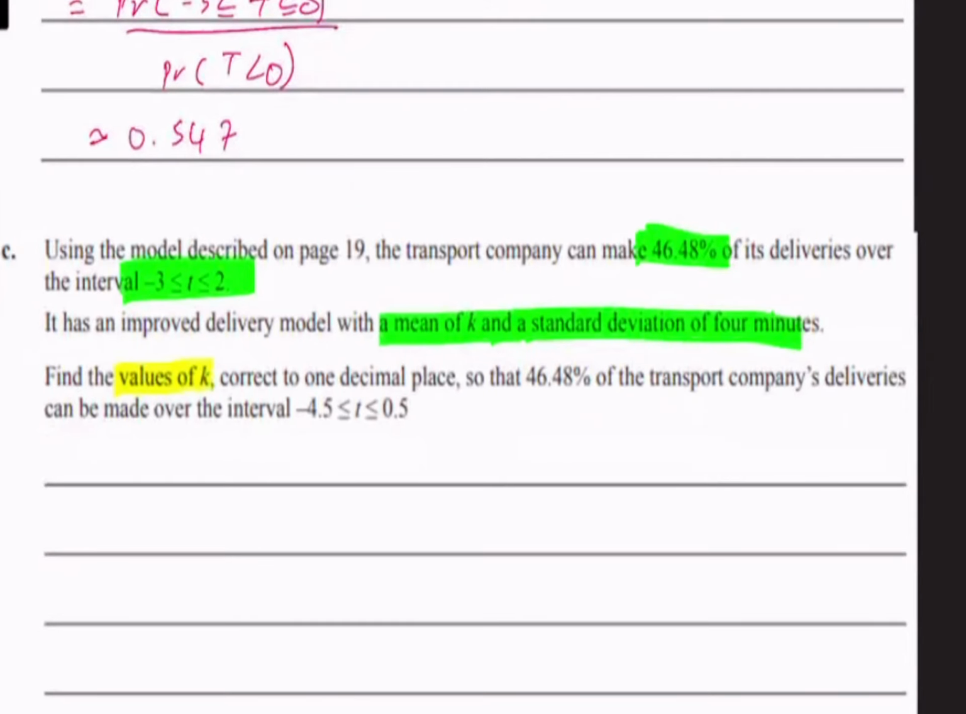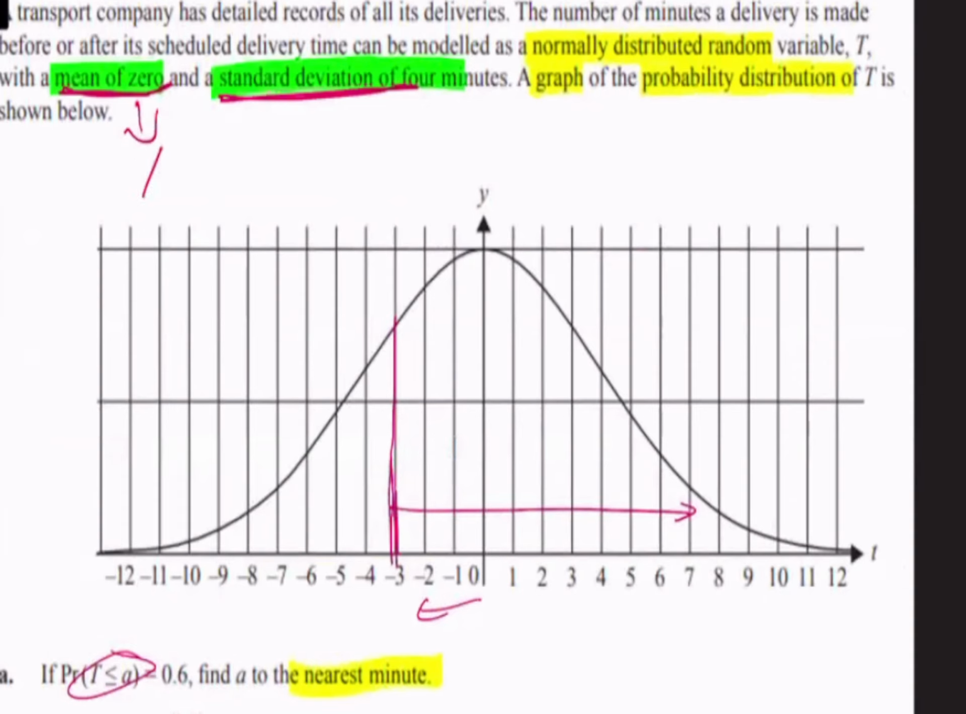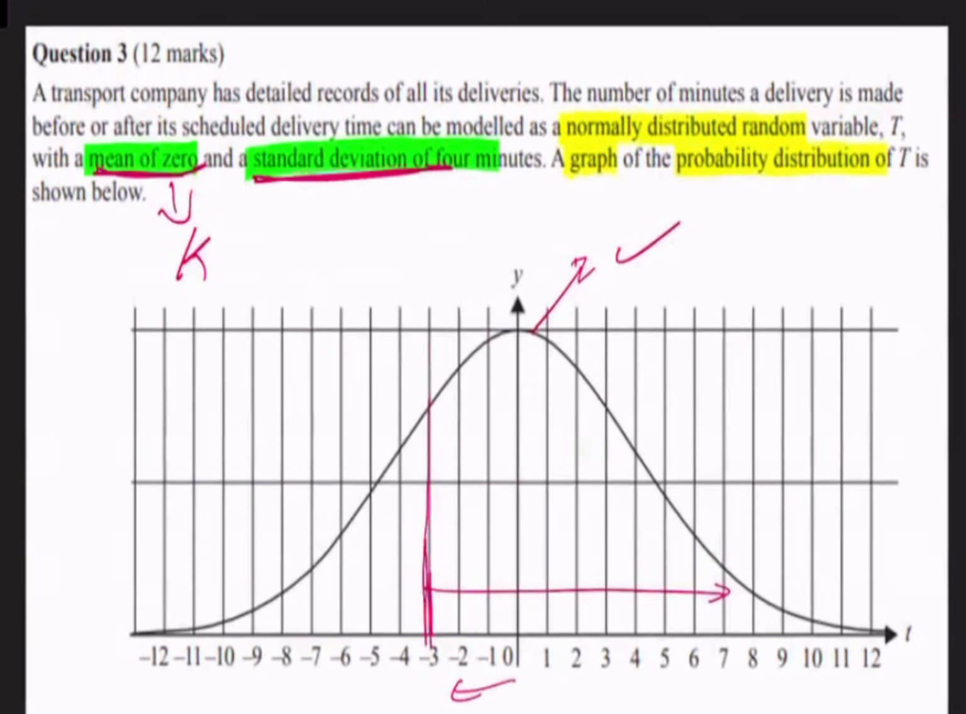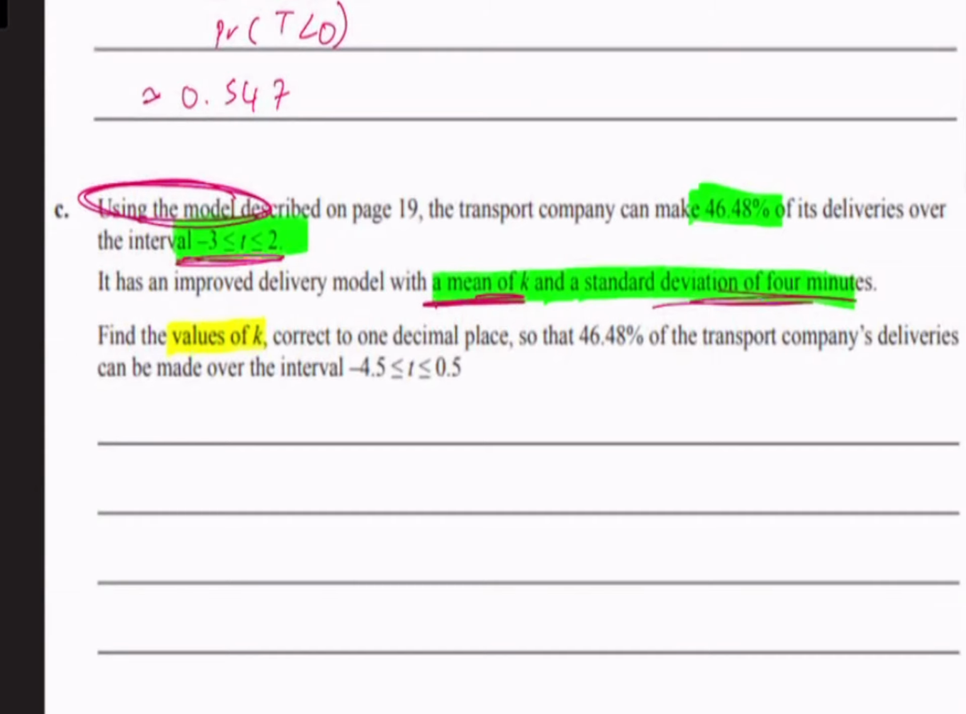So we're given that a transport company can make 46.48 of its deliveries in this interval. And the mean is now k, and the standard deviation of 4 minutes is the same. The thing to note here is that we're using the same model. All they've done is change mu to k, but they've kept this graph the same. Because we know in our normal distribution graph, k is going to be an x translation. So the only thing that's happened is that they moved this graph either to the left or the right, depending on what k is. And now they're trying to find k values.